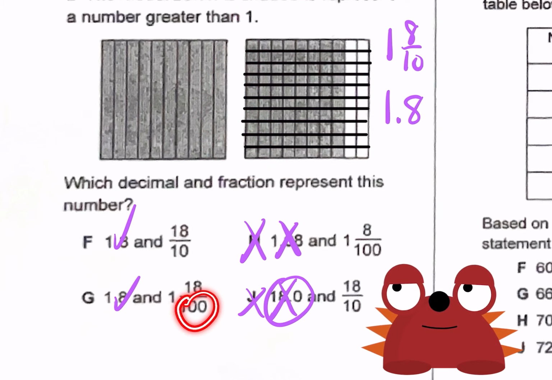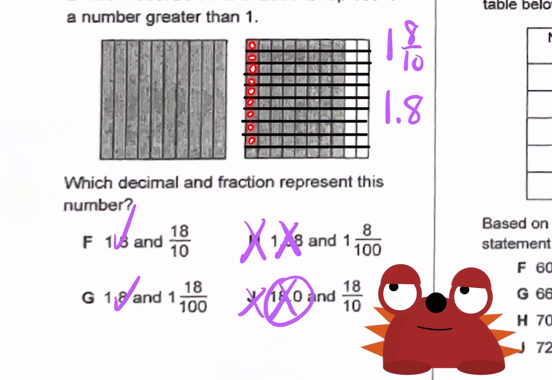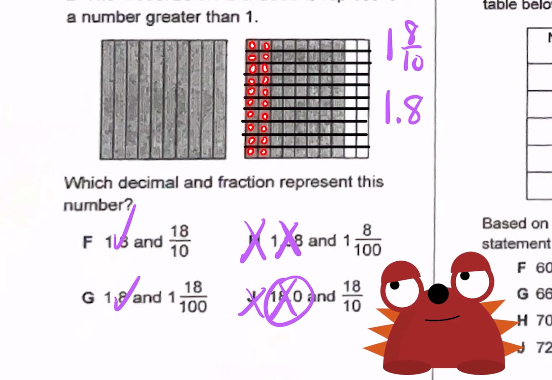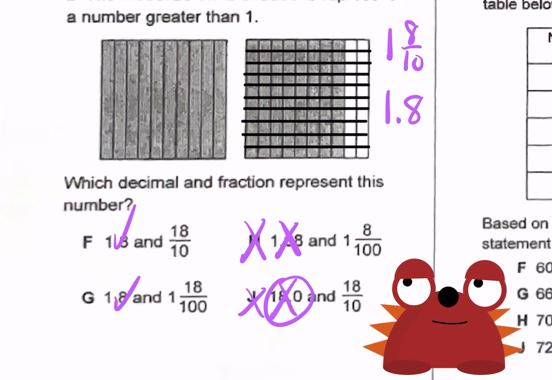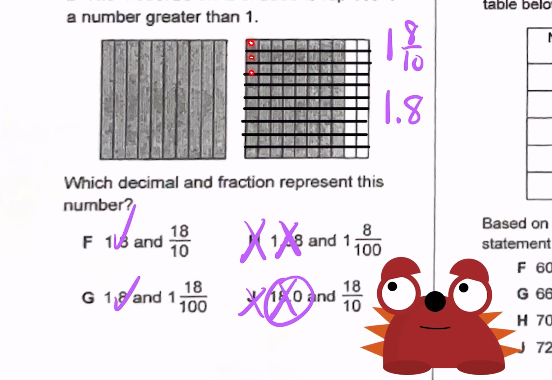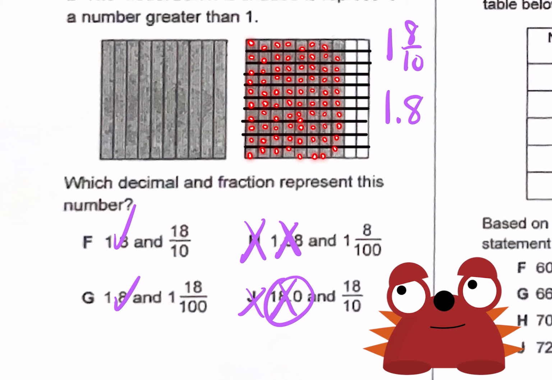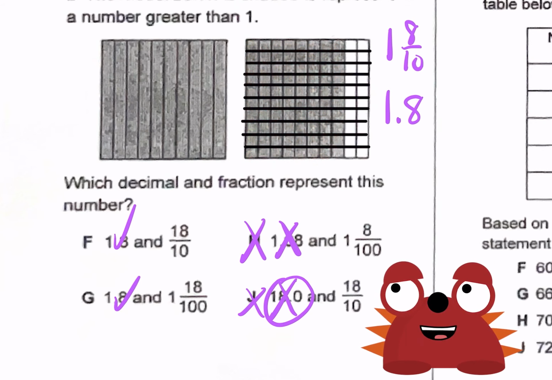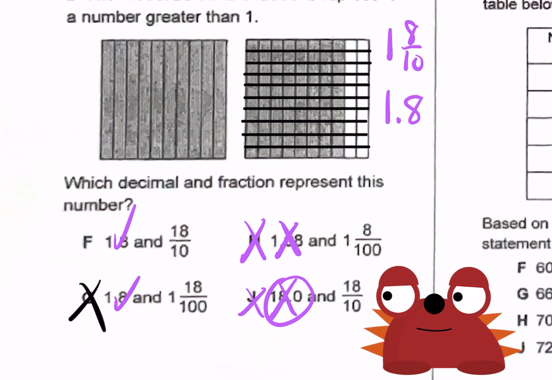But let's think about it. Do we have 18 out of 100? 1, 2, 3, 4, 5, 6, 7, 8, 9, 10, 11, 12, 13, 14, 15, 16, 17, 18, 19, 20. Nope. We have way more than 18. We actually have 80. If you count every single dot over here, you're going to count 80 of them. So that is not the answer. So that means that F is going to be the best answer.